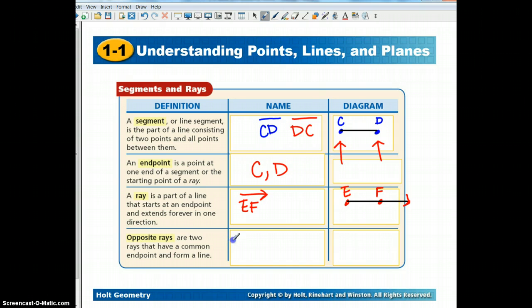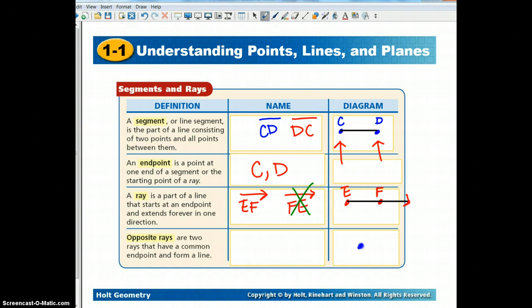This is the best way to name this ray, although we could technically name it FE. Notice that my ray doesn't start at F, so this way is not the best way to write this name because this makes it appear as if the ray starts at F and goes through E, when in actuality it starts at E and goes through F. So this is the best name. Notice again that there is only one arrow because it only goes on forever in one direction. When we look at opposite rays, they are 2 rays that have a common endpoint and form a line.